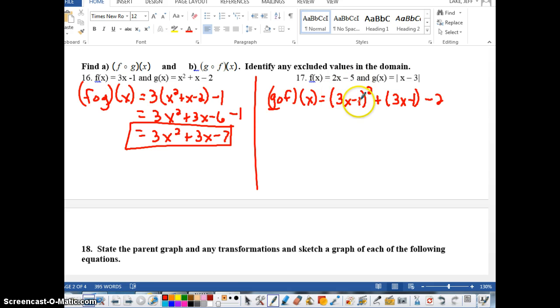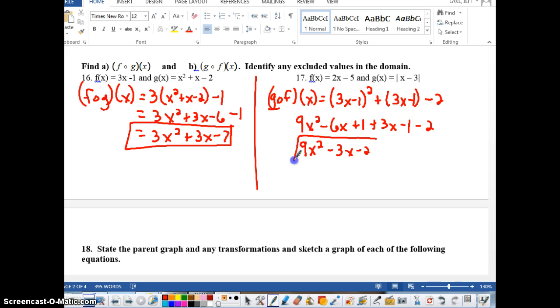The biggest mistake students will make here is you have two 3x minus 1s. You need to FOIL that. So that's going to give you 9x squared, and then minus 3x is a minus 6x, and then plus 1. Plus 3x, minus 1, minus 2. So putting it all together, you have a 9x squared, negative 6x plus 3x is a minus 3x. 1 minus 1 cancels, then you just have a minus 2.